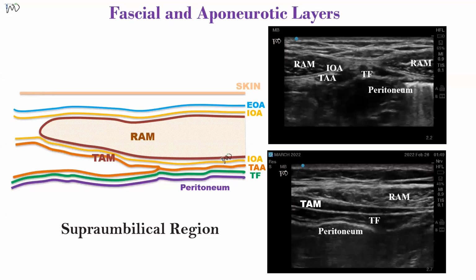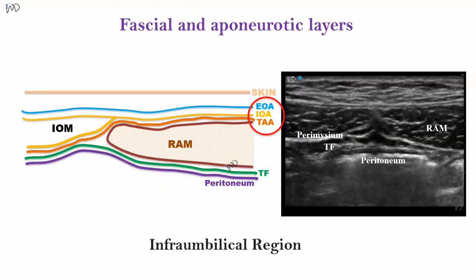In the supraumbilical region, both the internal oblique and transversus abdominis muscle aponeuroses contribute to the posterior rectus sheath formation. Whereas in the infraumbilical region below the arcuate line, there is no posterior rectus sheath. The aponeuroses of all three muscles contribute to the formation of the anterior rectus sheath.